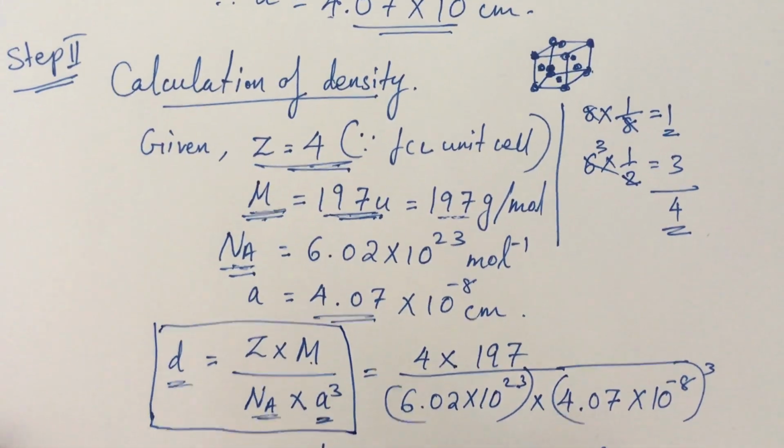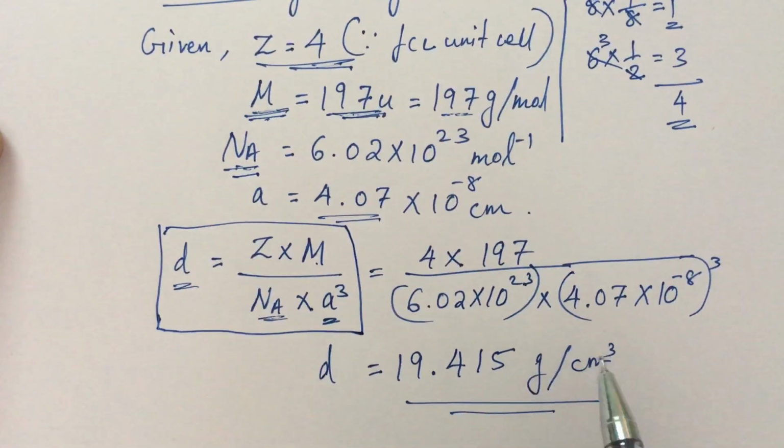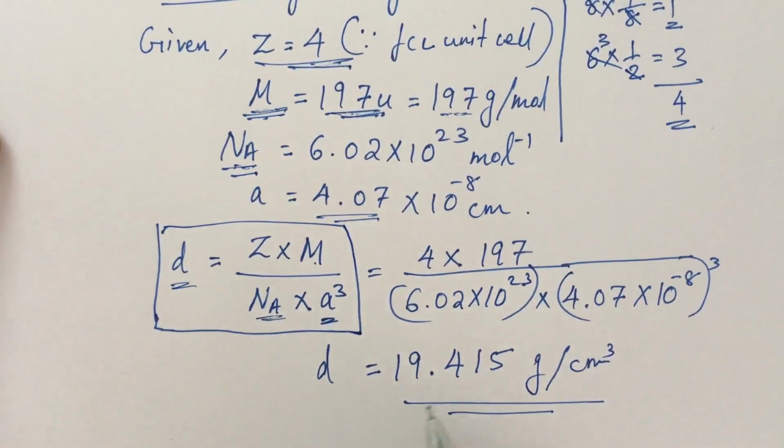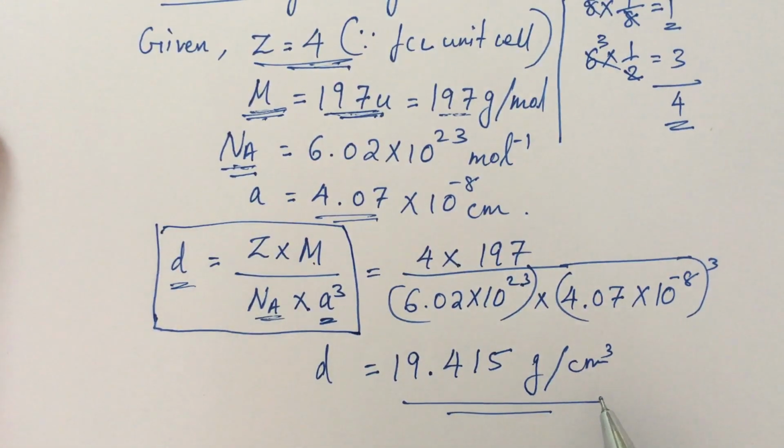Okay. On substituting the values in the formula, we get the value D is equal to 19.415 gram per cubic centimeter. Okay, children? All of you understood?